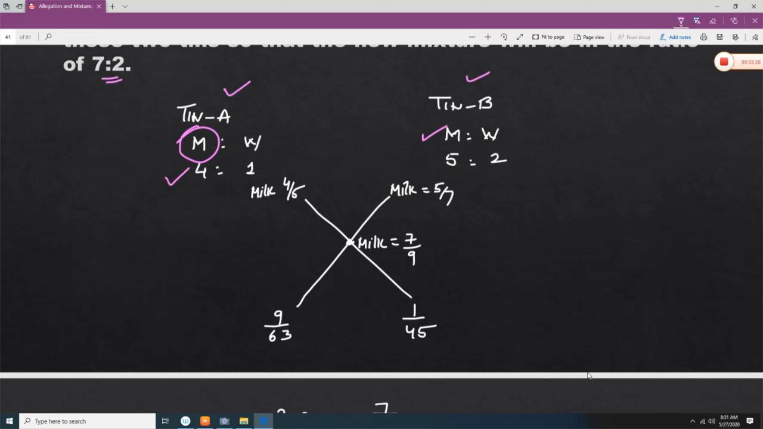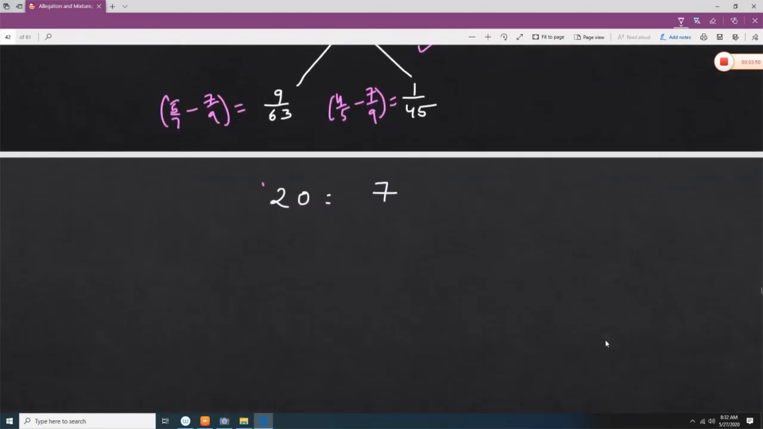So 4/5 is the milk, and here in tin B the milk is 5 out of 7, and the new ratio will be 7:2. So 7 is the milk and the total will be 9. So when you are writing 5/7 minus 7/9 is equal to this much, and 4/5 minus 7/9 is equal to this much. So that is going to be 20:7 as the ratio.